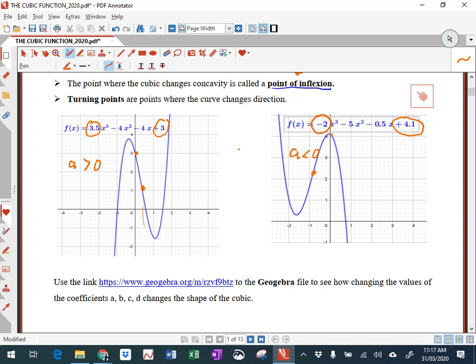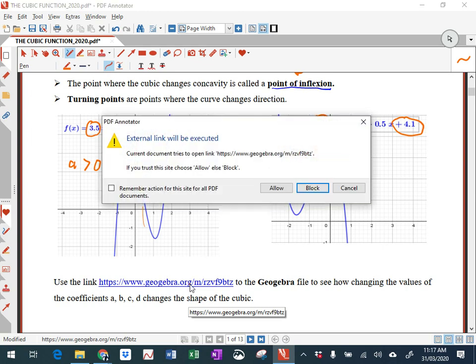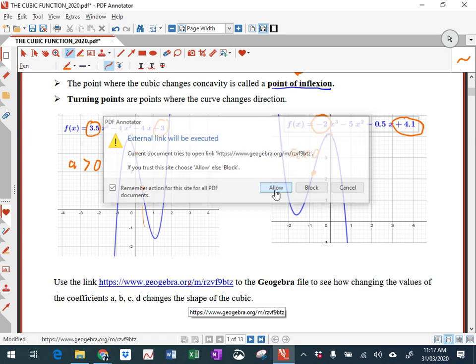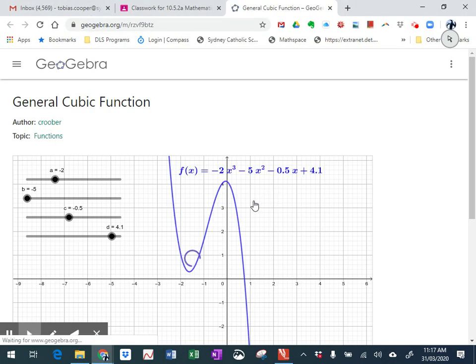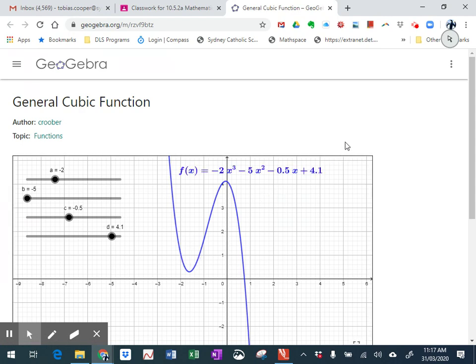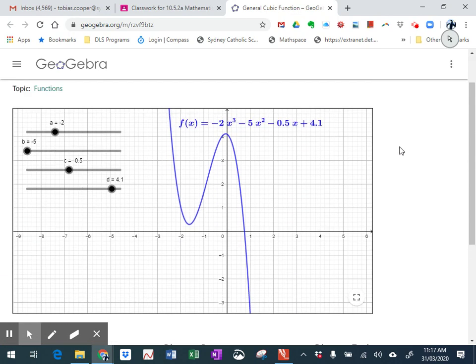Okay, now on these documents, there are live links you can click on. Here they are. And you can play around with these cubics for different values of A, B, C, and D. Let's have a look what this looks like. Allow. Remember this action, so I don't have to keep doing that again. Okay, here's your cubic. This will load in your browser. You should be able to use it.